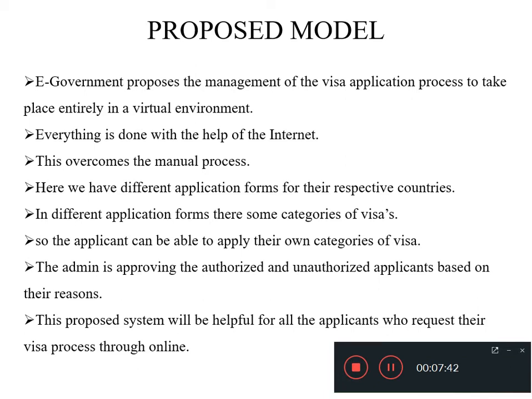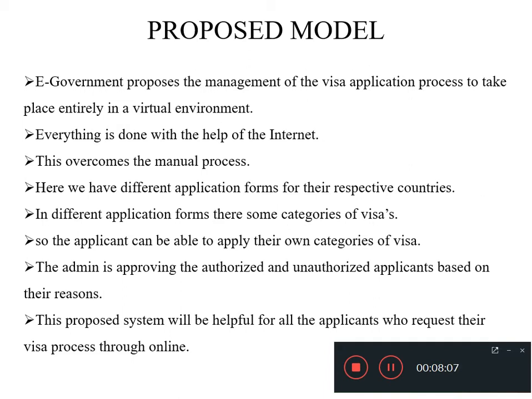Okay, let's come to the point. Different application forms have some categories of visa, so the applicants can apply for their own categories of visa. The admin is approving the authorized and unauthorized applicants based on their reasons. This proposed system will be helpful for all the applicants who request their visa process online.